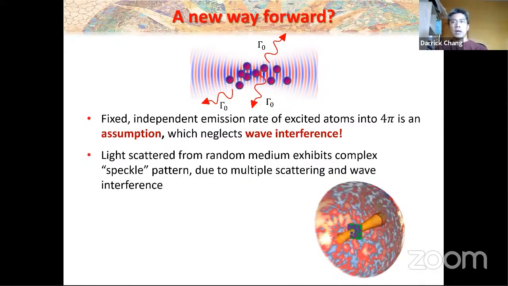To understand that, if we take a step back, it's pretty well known in classical optics that if you have a collection of scatterers that are randomly positioned in space, and you send a beam of light through the medium, then what you get in the far field intensity pattern is a pretty complex speckle pattern. And that's due to all the complicated multiple scattering and wave interference that can occur as light tries to propagate through this disordered medium.